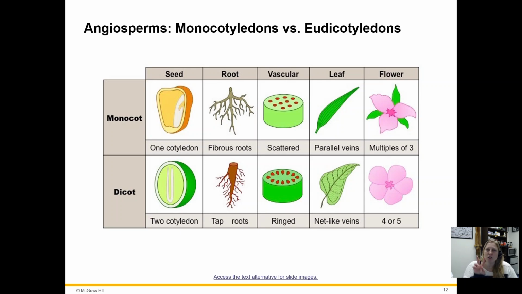In dicots, there's two little first leaves. So if you've ever watched bean or sunflower seeds sprout, there'll be two little first leaves. Those are your dicots, and that's because they have two cotyledons. If you've ever looked at the roots of a plant, sometimes this can help you identify.